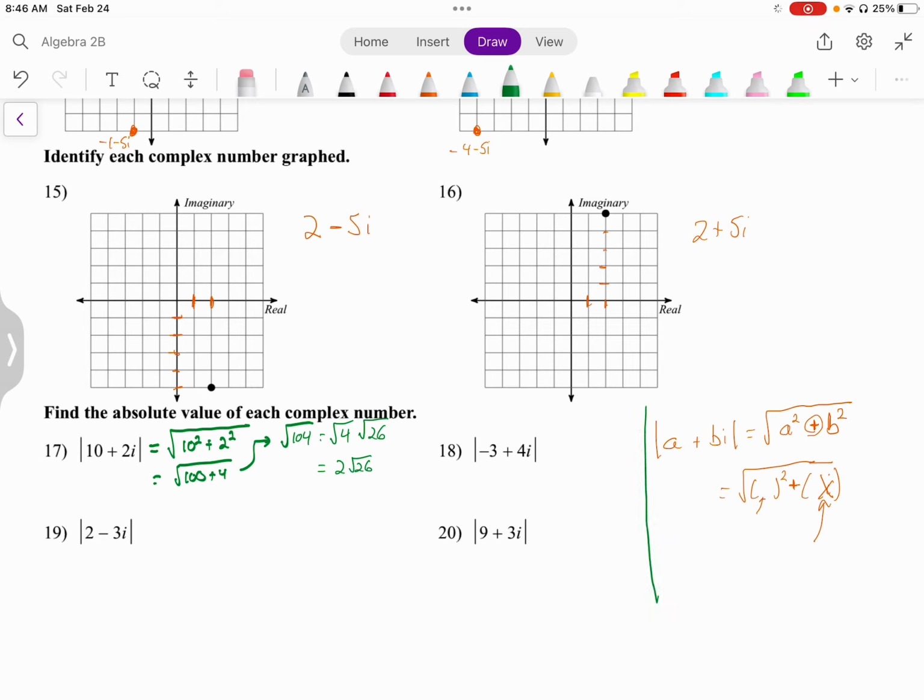All right, number 18. This is the square root of -3 squared. Make sure you put the -3 in parentheses, plus 4 squared. It's not 4i squared, it's just 4 squared. We should be able to just do this in our head. -3 squared is +9 plus 16. Another mistake I see sometimes, people try to take the square root of 9 and then the square root of 16, but you add the 9 and 16 first. So this is the square root of 25. And that's a nice easy one. The square root of 25 is 5.